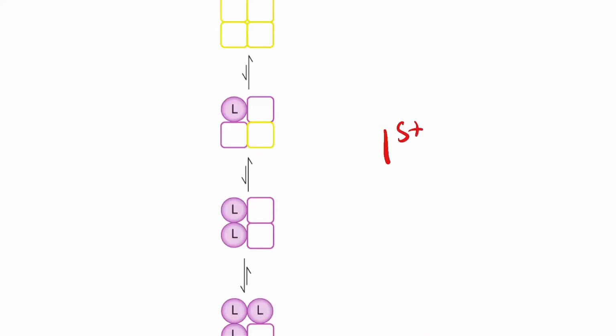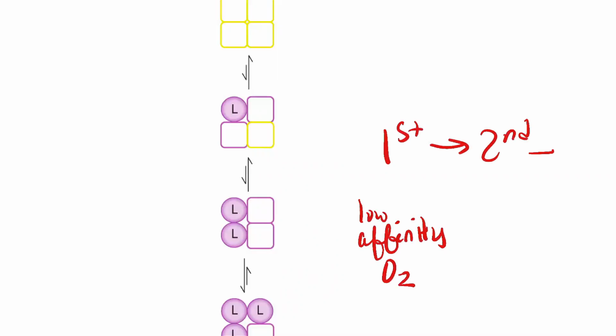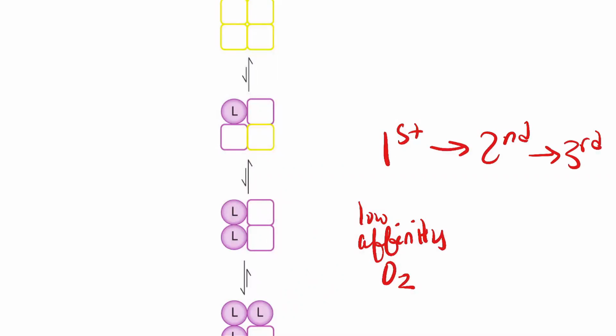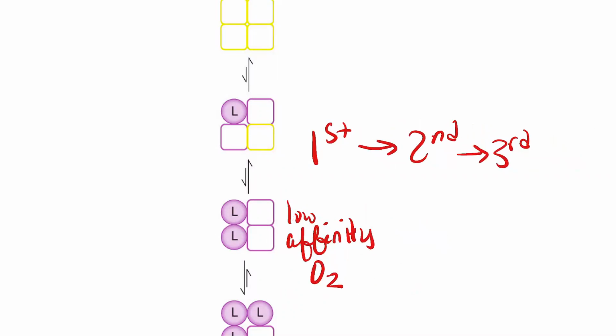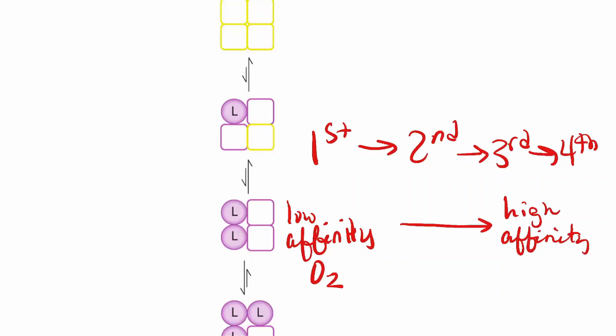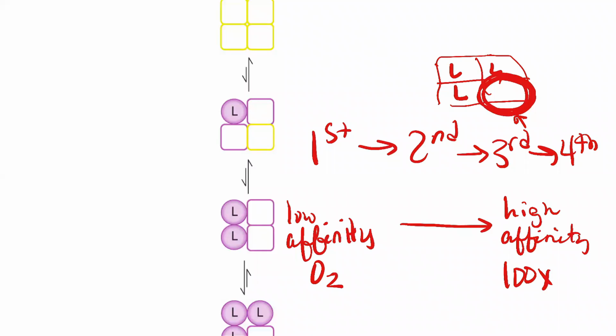your first binding site has relatively low affinity for O2. When we go to the second, then the third, and then eventually, golly, I ran out of room already, we go to the 4th binding site. As we progress through binding more and more oxygen to the same molecule of hemoglobin, what we're going to see is an increase in affinity. So we go from low affinity to high affinity. If you have a hemoglobin molecule with 3 of its binding sites occupied, represented as squares and circles, and you want to put a ligand in the last binding site, this last binding site has 100 times higher binding affinity than the first one.